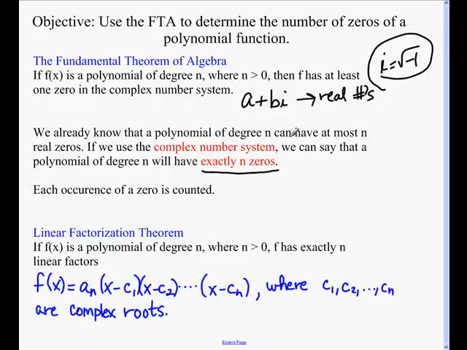I want to talk just briefly why we say n is greater than 0. Do you recall that something of the form f of x is equal to 5 is a constant function? It really is a polynomial function because it's understood to have x to the 0 power. But a constant function is a horizontal line, so it may not ever cross the x-axis. In fact, it won't unless the value of f of x is equal to 0. So we have to stipulate that n is greater than 0 for that to be true.